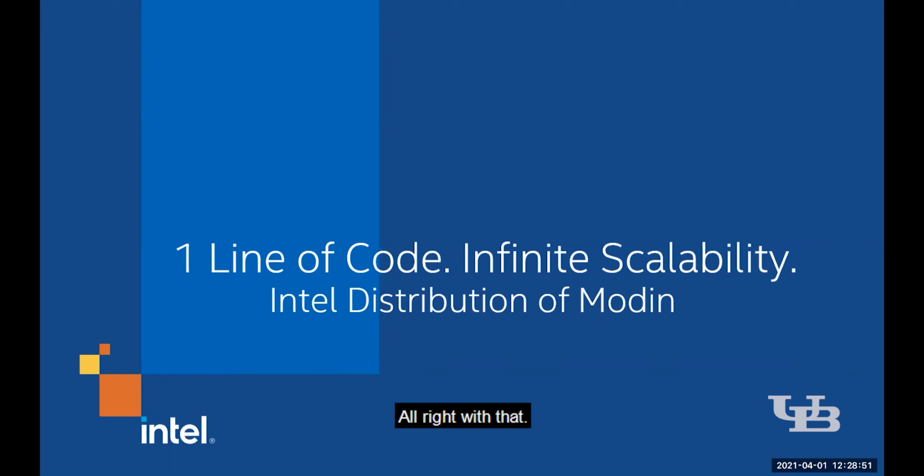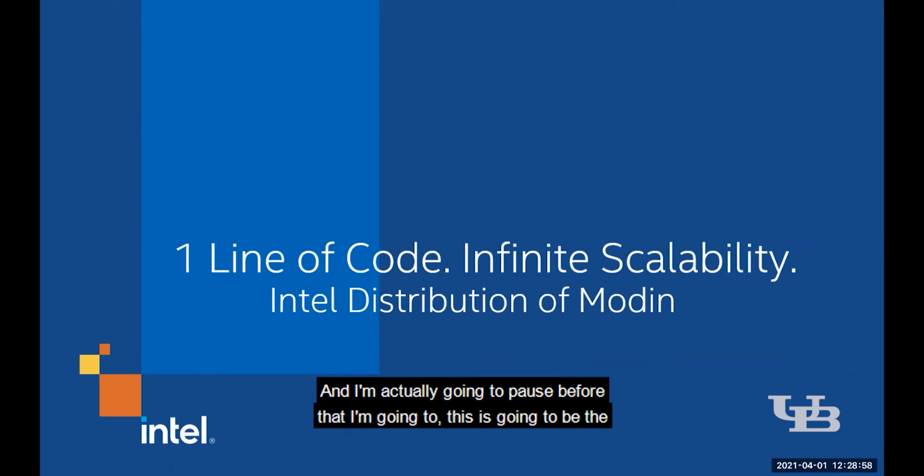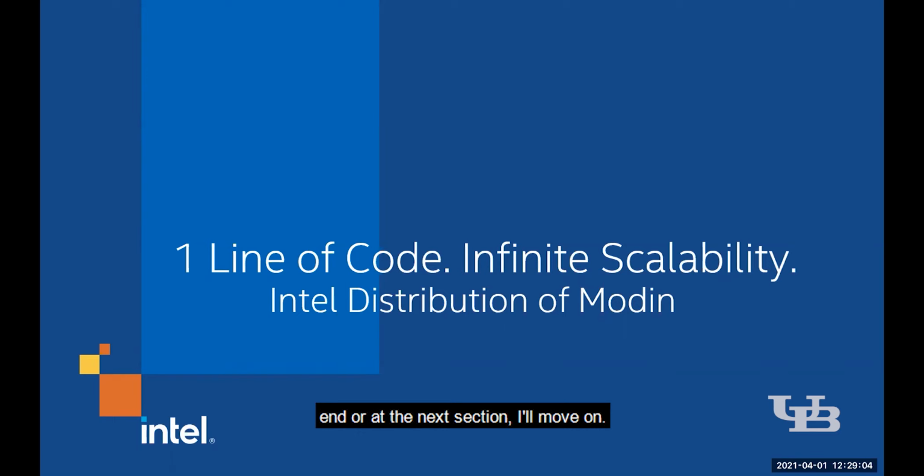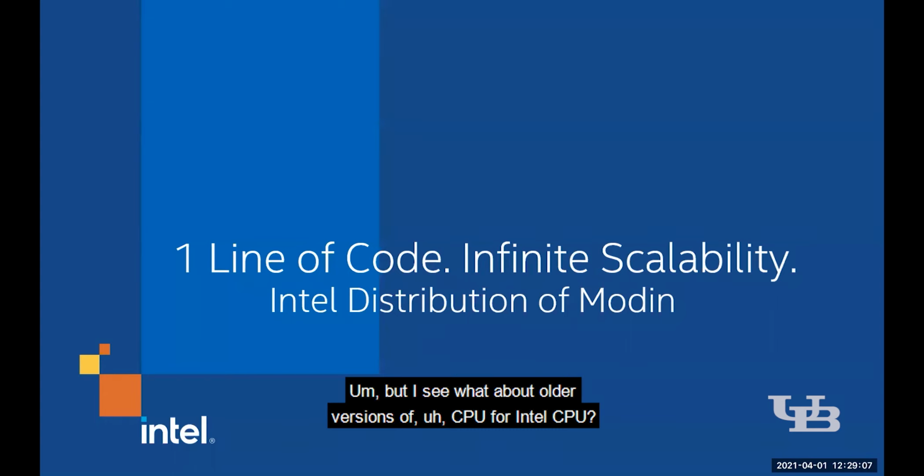All right. With that, I'm really excited to get into the next section, which is Intel distribution of Modin. And I'm actually going to pause before that. This is going to be the last question, and then I'm going to move on. If there are questions at the end or at the next section, I'll take them then. But I see, what about older versions of Intel CPUs?